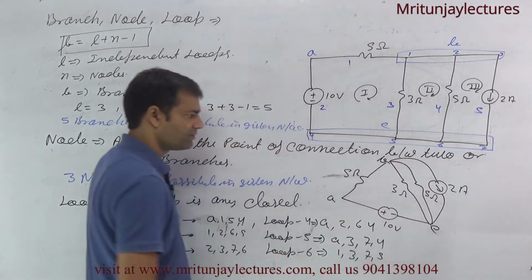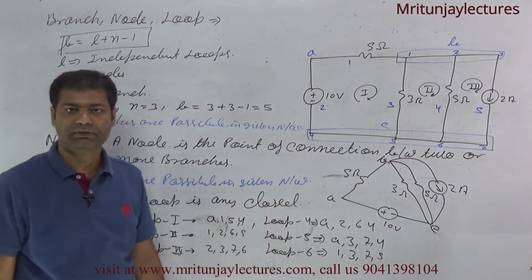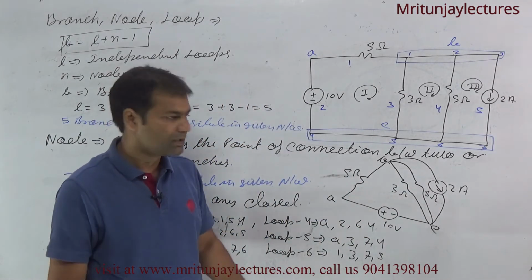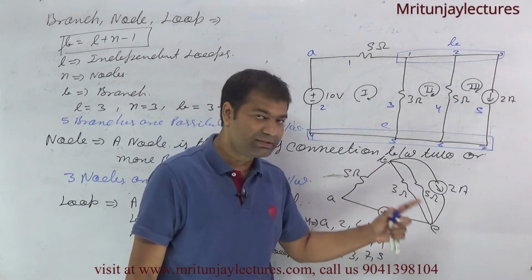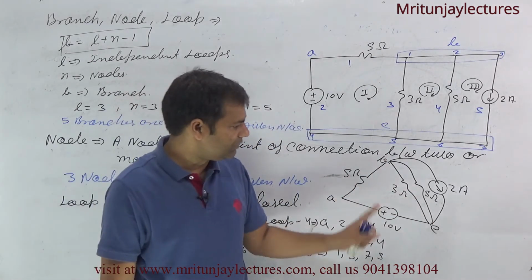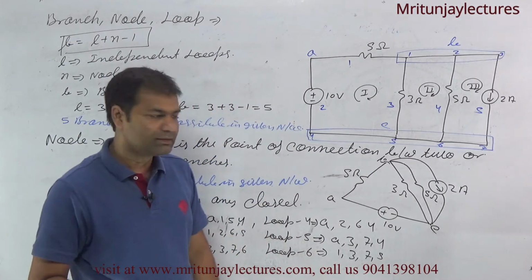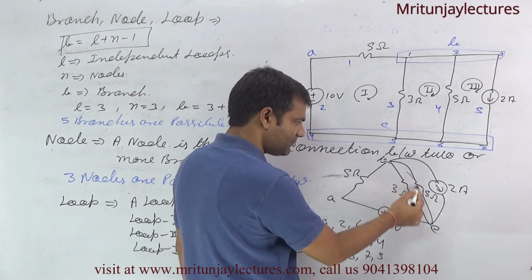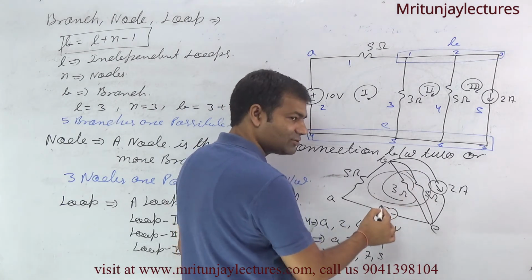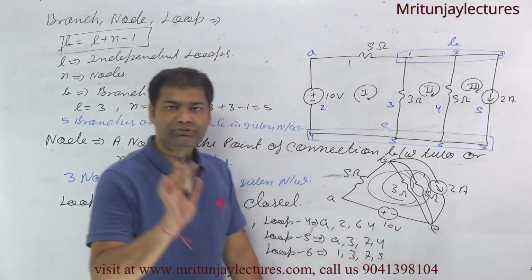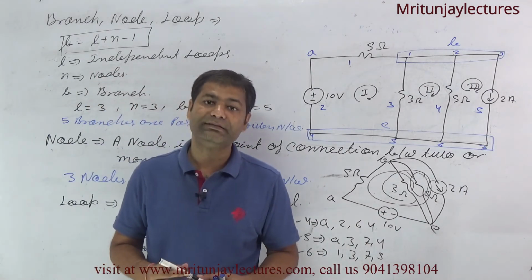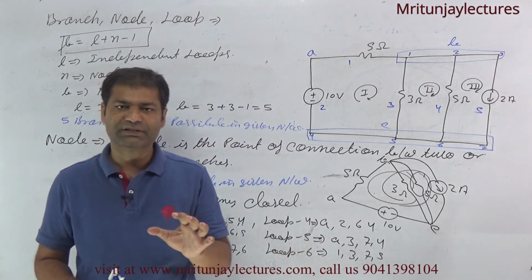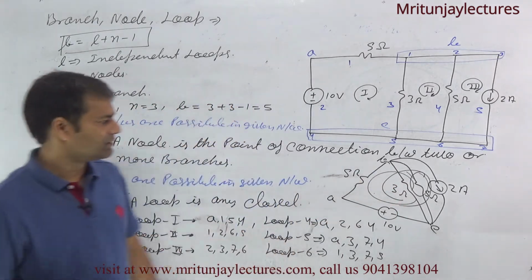Okay. First of all, make it represent like this one. 1, 2, 3, 4, 5 branches. Number of nodes: 1, A, B, C. 3 nodes are possible. And independent loops 1, 2, 3, and super loop 1. After that 3. This one is a super loop, and this one is also a super loop, and this one is also. So 3 independent loops and 3 super loops. This is the part of the loop. So how many loops are possible in the given network? 6.